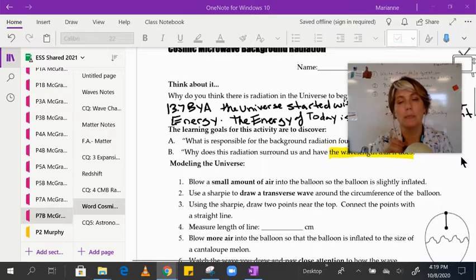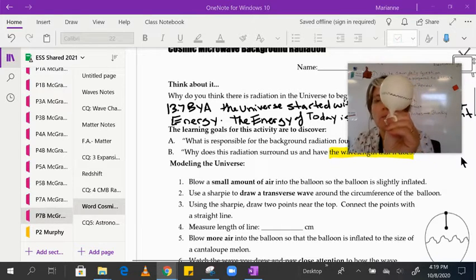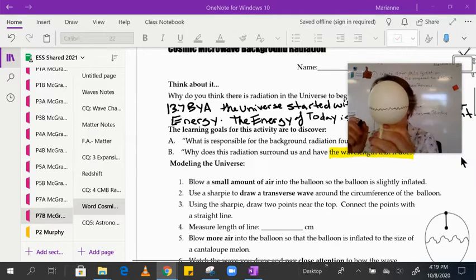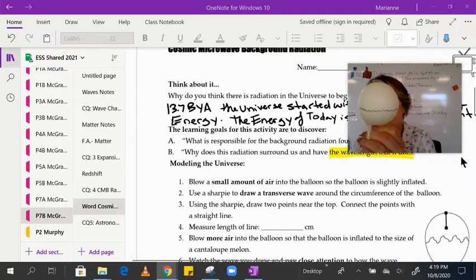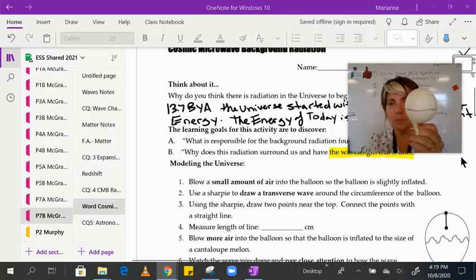Oh, my hand is not working very well. There we go. So I have now a non-mechanical transverse wave. It's transverse because it has peaks and troughs, or crests and troughs. And it's non-mechanical because this wave is traveling through outer space. Okay, this is our universe, our baby universe.